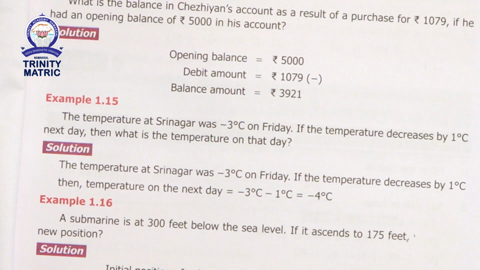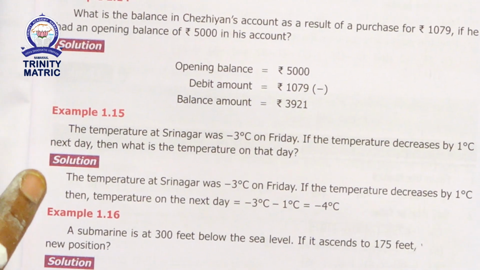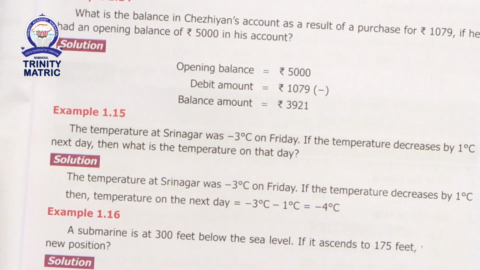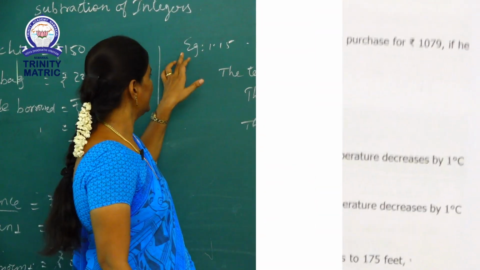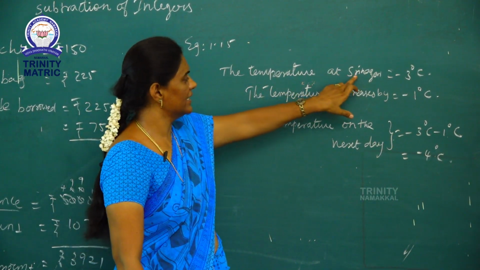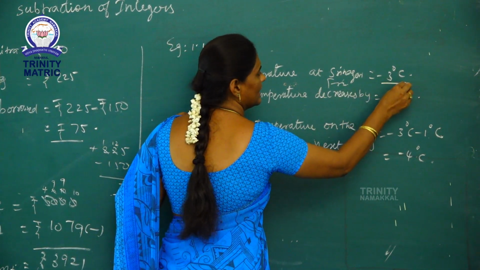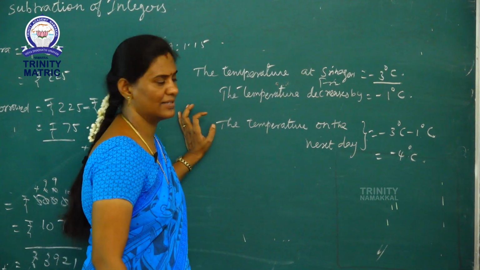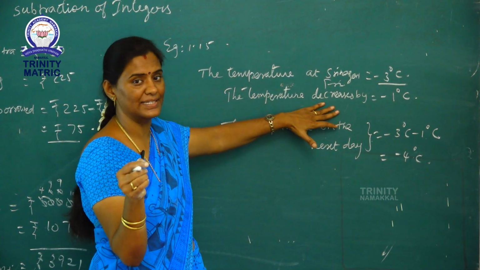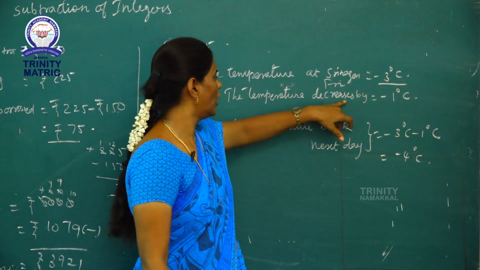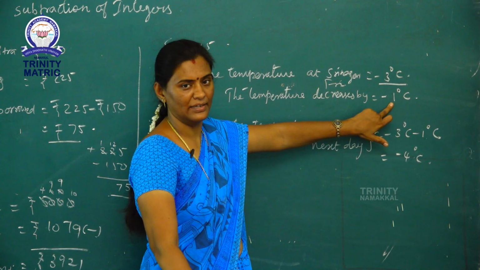See example 1.15. The temperature at Srinagar was minus 3 degrees Celsius on Friday. If the temperature decreases by 1 degree Celsius the next day, then what is the temperature on that day? See here, the temperature at Srinagar on Friday was minus 3 degrees Celsius. The temperature decreases; decreases means minus. How much does it decrease? 1 degree Celsius. So this is minus 1 degree.